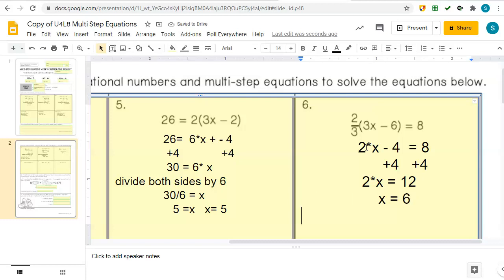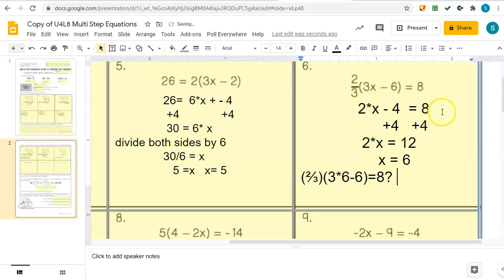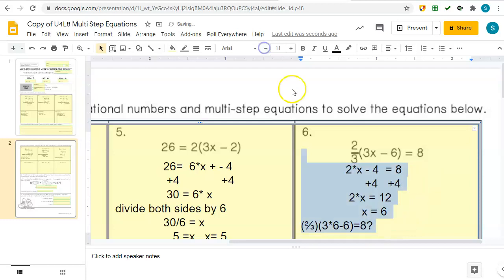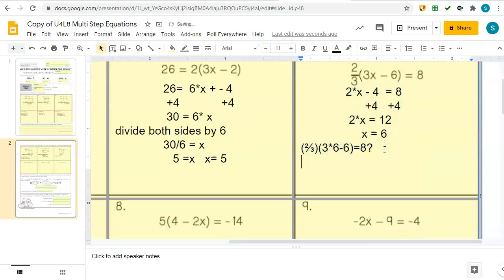Let's check our answer. 2/3 times, and I'm going to put the 2/3 in parentheses just so it's easier for me to see it and recognize that it's supposed to be a fraction. 3 times 6 minus 6. And does that in fact equal 8? Question mark. Do I have space for that? Let's make it just a little bit smaller so we have room for one more line, maybe 2 more lines. That's 18 minus 6, so that's 2/3.